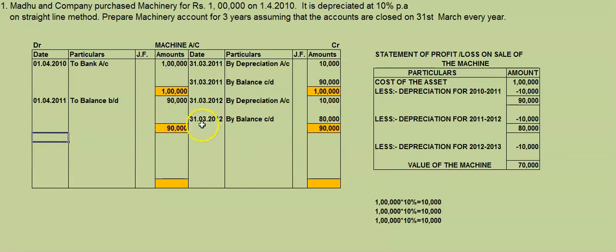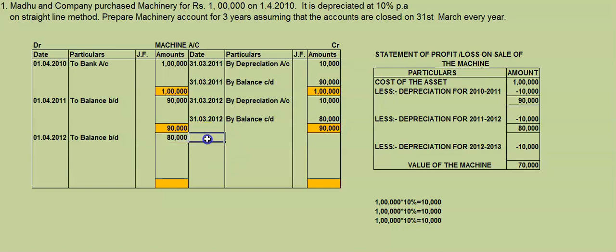Here you have to see the date, 31st March 2012. The next year will be 1st April 2012. What will you write here again? To balance brought down. How much is the balance brought down? Check here. 80,000.